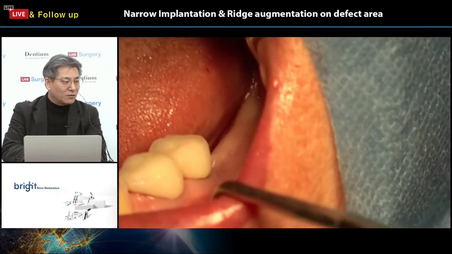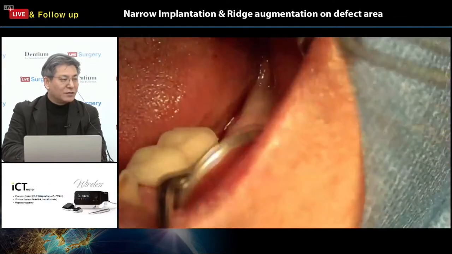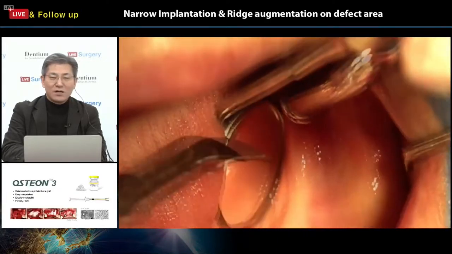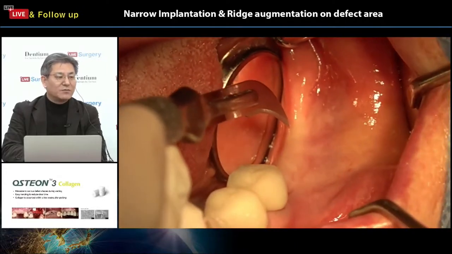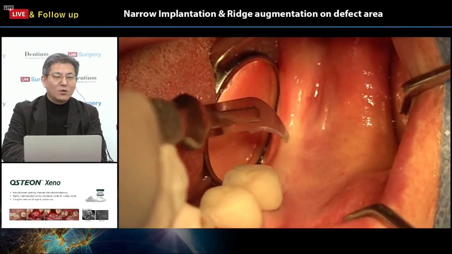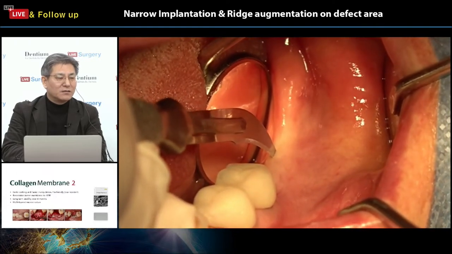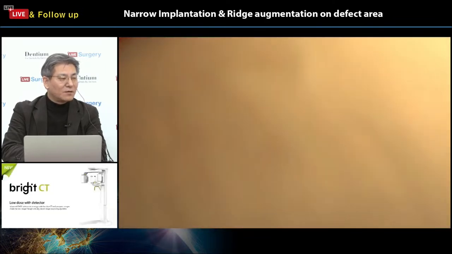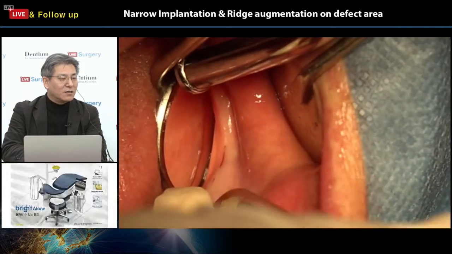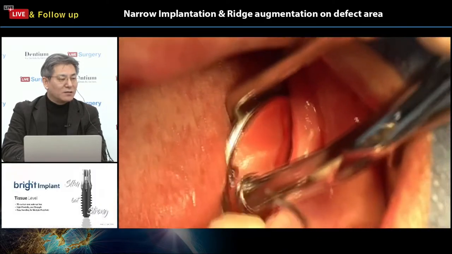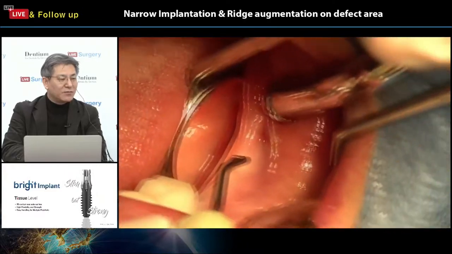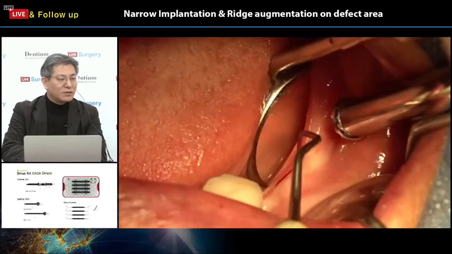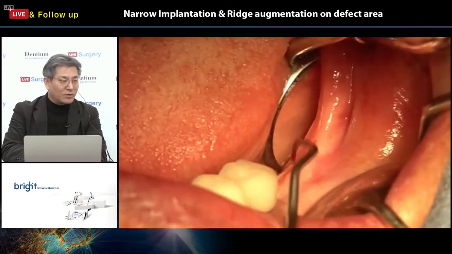Okay, he is moving to the lower posterior area. The surgery plan was to install a tissue level implant fixture at the number 36 and number 37 areas. Okay, he is using a number 12 scalpel to make a crestal incision and crevicular incision, and cross-checking to make sure using this periodontal curette.